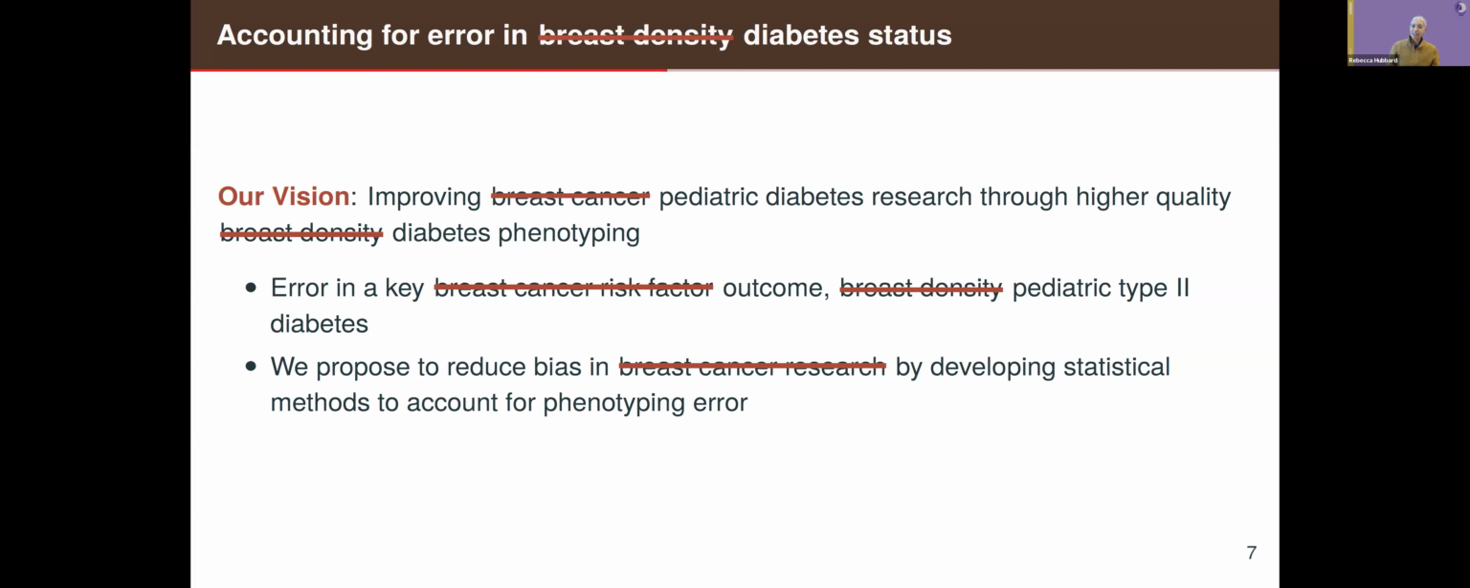I said, instead, let's take a look at pediatric type 2 diabetes. In the context of pediatric type 2 diabetes, the big concern in extracting phenotypes from EHR data is really about phenotyping that outcome, identifying kids with type 2 diabetes from the electronic health records. So we've now moved to a completely different application area. Also, the variable that we're phenotyping now is no longer a key risk factor, but an outcome. And so the methods that we would be developing were for phenotyping, but then for addressing error in an outcome instead of in a predictor.